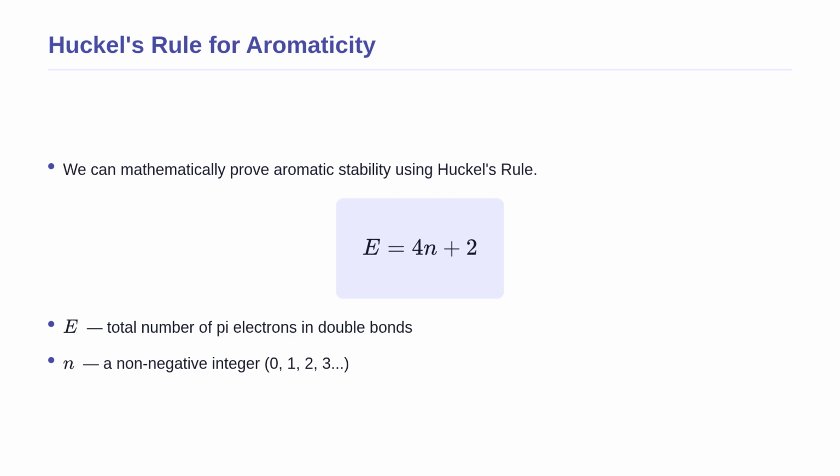For a molecule to be exceptionally stable, its pi electrons must fit this equation perfectly. If the number of electrons increases or decreases such that n is no longer a whole number, the molecule loses its stability and becomes highly reactive.